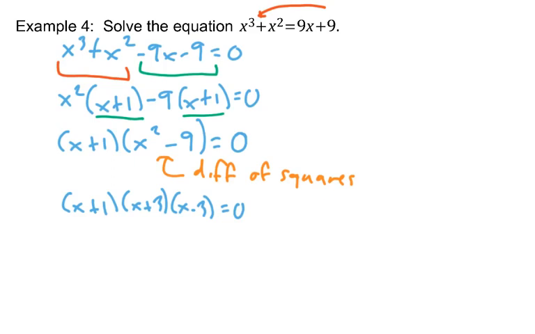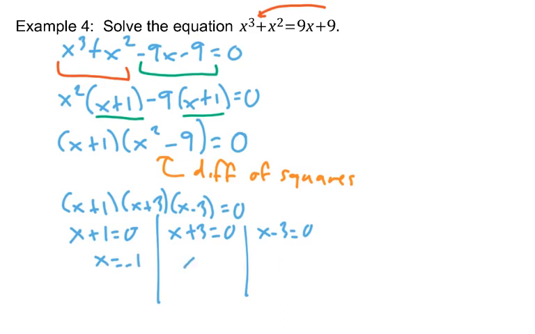And then you set each factor equal to 0, even if there's more than 2 factors. Quadratic equations will have 2 factors. You can have more. No matter what, set every factor equal to 0. X plus 1 equals 0. X plus 3 equals 0. X minus 3 equals 0. Solve each one of those miniature linear equations, and you would get negative 1, negative 3, positive 3. So as the solution sets, what you would have would be negative 1, negative 3, positive 3.